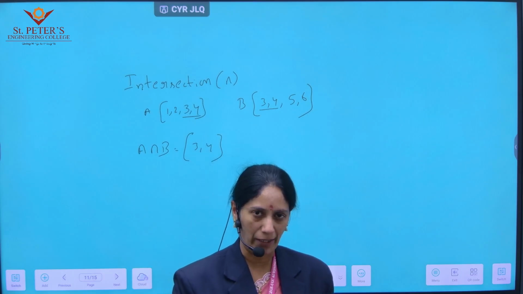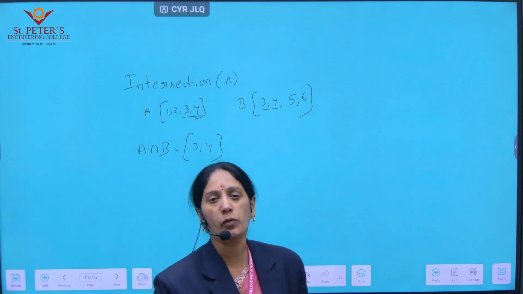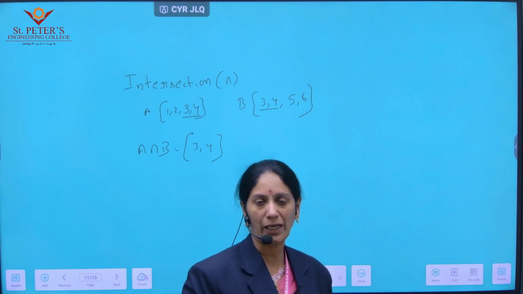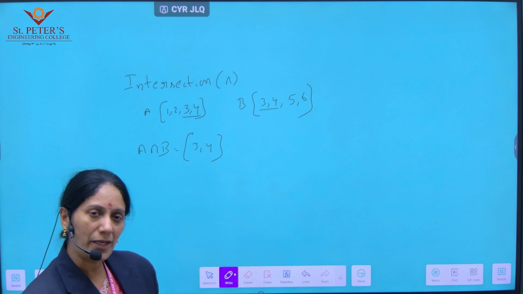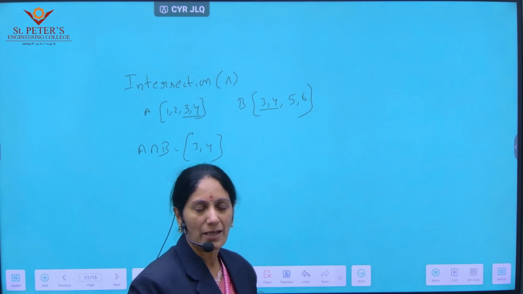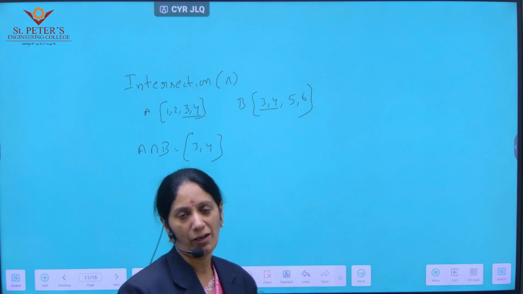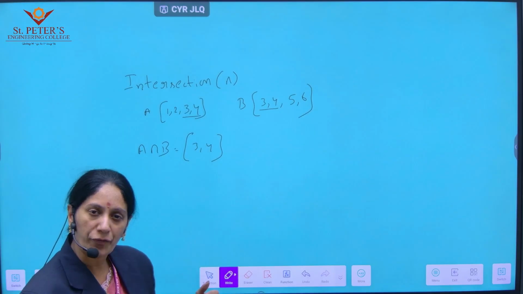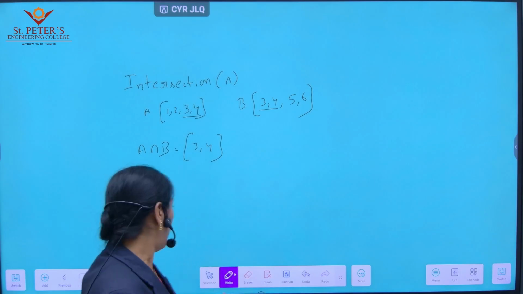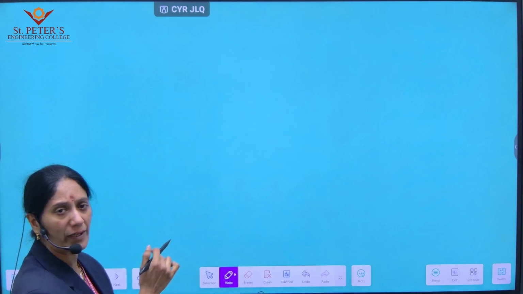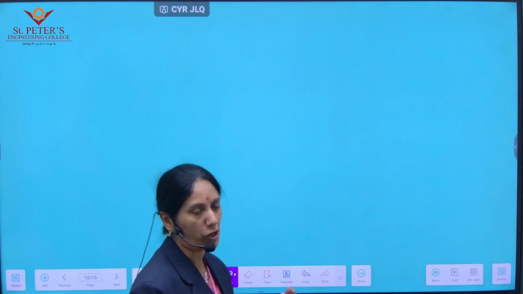Union means select all tuples from both relations, removing the duplicate values, simply eliminating the duplicates. Intersection operation means select the common tuples from both relations. That is the difference between the union operation and the intersection operation. Yes, clear? Then go for the next operation.